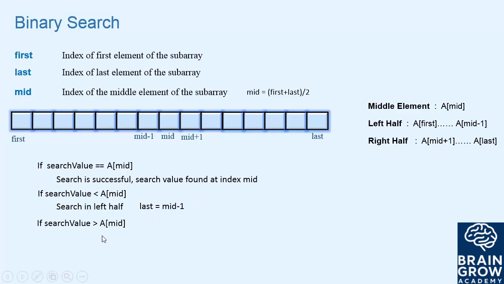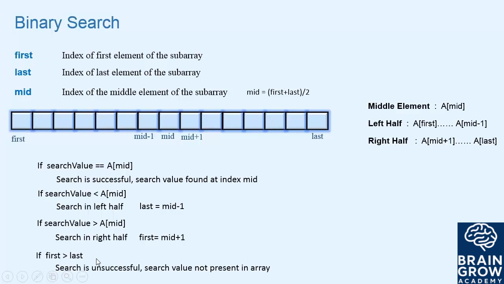Now if search value is greater than the middle element, then we have to search in the right subarray. For right subarray, index of first element is mid plus 1 and index of last element is last. So here we update variable first. Now this process is continued, and when first becomes greater than last, we get a subarray of size 0. There is no portion left in which to search, so the search is unsuccessful.